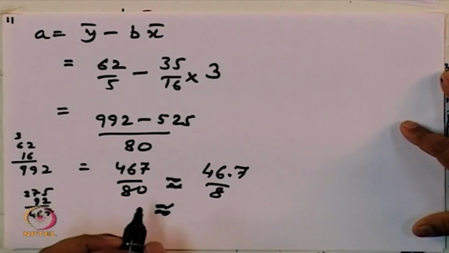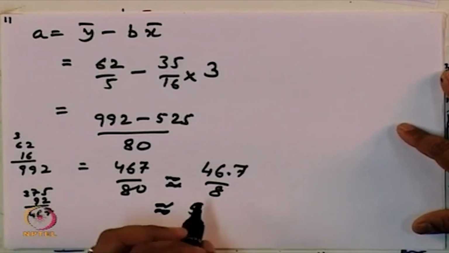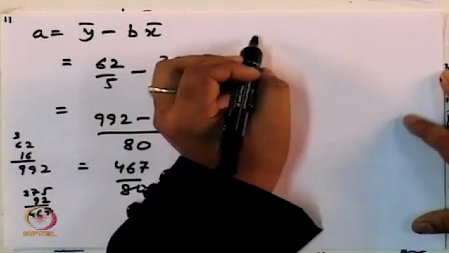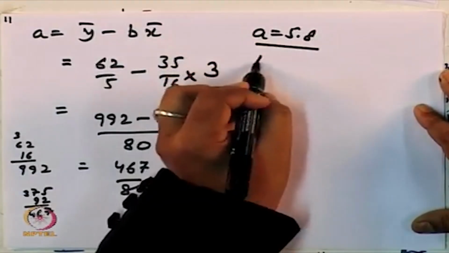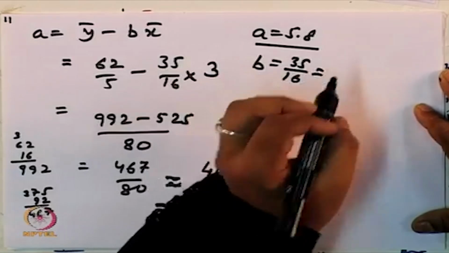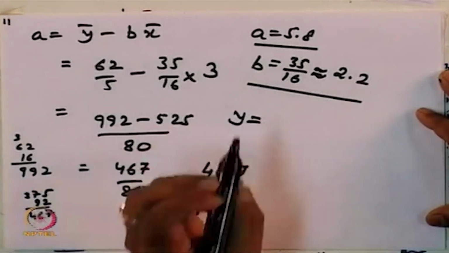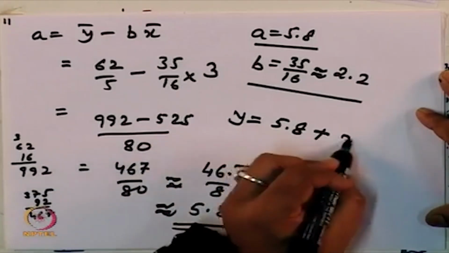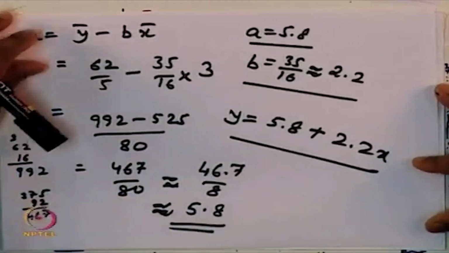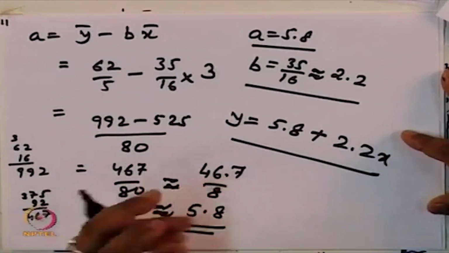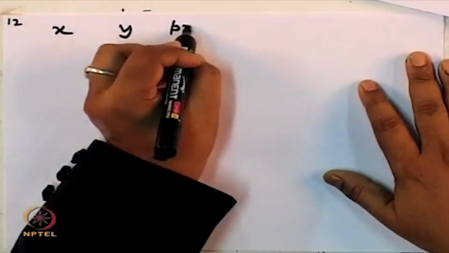So, a becomes 5.8, and b becomes 35 by 16, approximately 2.2. So, your final expression becomes 5.8 plus 2.2 x. Now if we substitute the values of x, we had x as 1. So, let me again recalculate all our values: x, y, and then predicted.